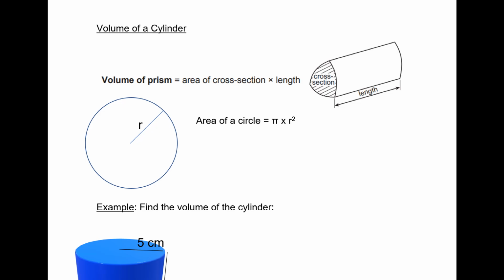A cylinder is a special kind of prism where the cross-section is a circle. We know that the area of a circle is given by pi times the radius squared, and that the volume of a prism is the area of the cross-section multiplied by the length.